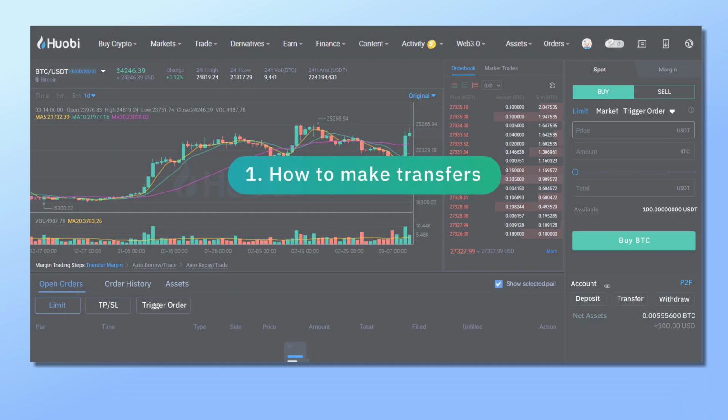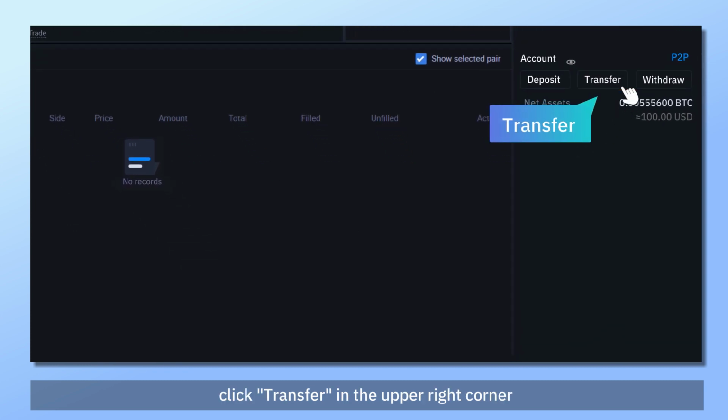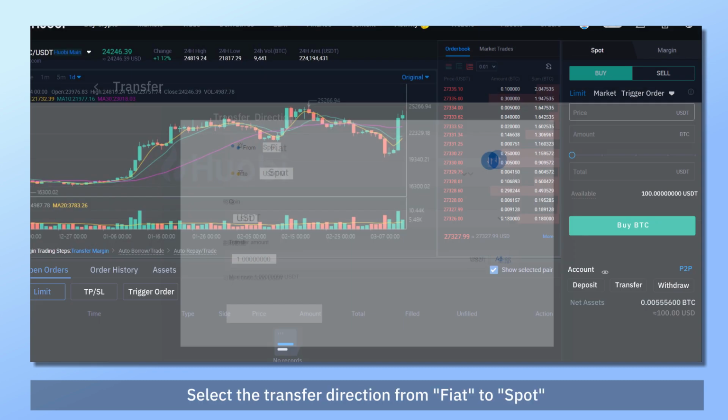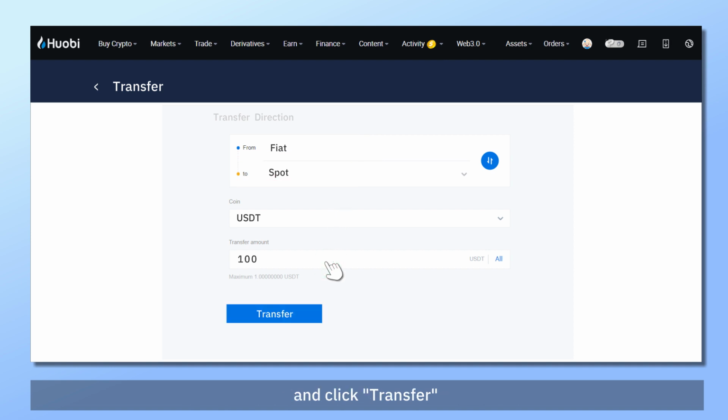1. How to make transfers. On the asset page, click Transfer in the upper right corner. Select the transfer direction from fiat to spot. Enter the transfer amount and click Transfer.